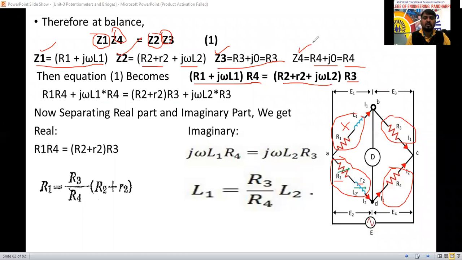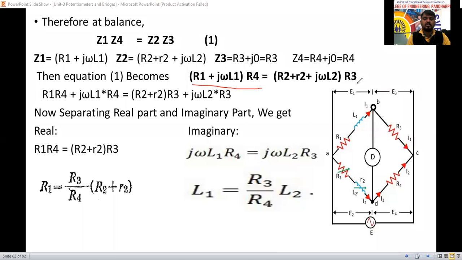Next, once Z1, Z2, Z3 are all substituted, we have to expand the expression. Here R1 is there, R1 into R4, that is R1, R4. Plus symbol is there, I will write plus as it is. Next, j omega L1 into R4.